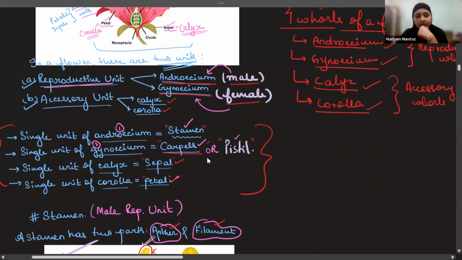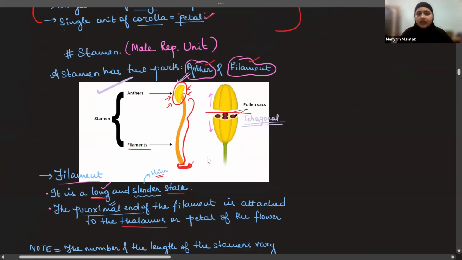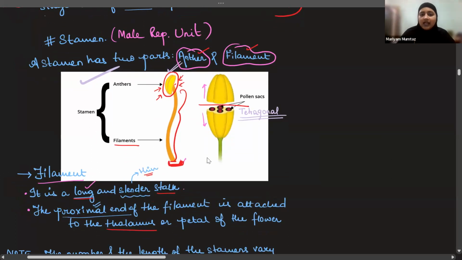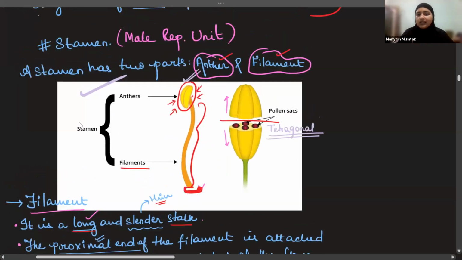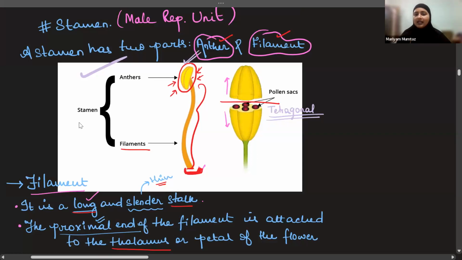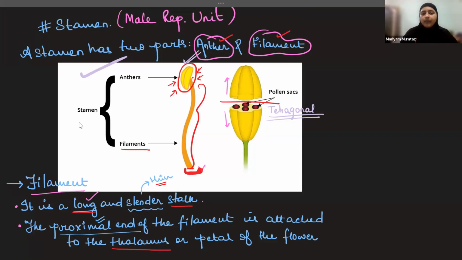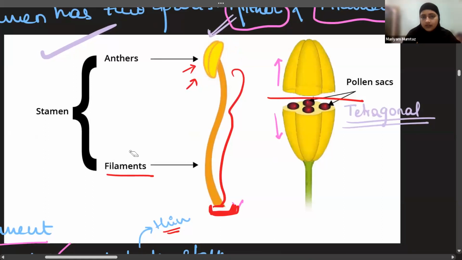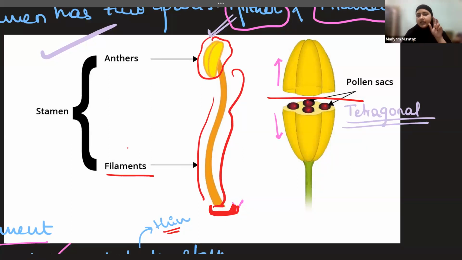All right. So now moving forward, we'll talk about the stamen, that is the male reproductive unit. Now, stamen has two parts: one is anther and filament. So anther and filament together make up one stamen. This lobular structure is the anther, and this long part that you see right here is the filament. So two parts make up one stamen.